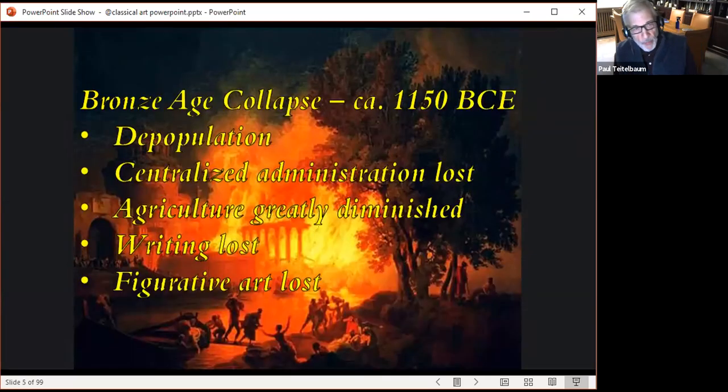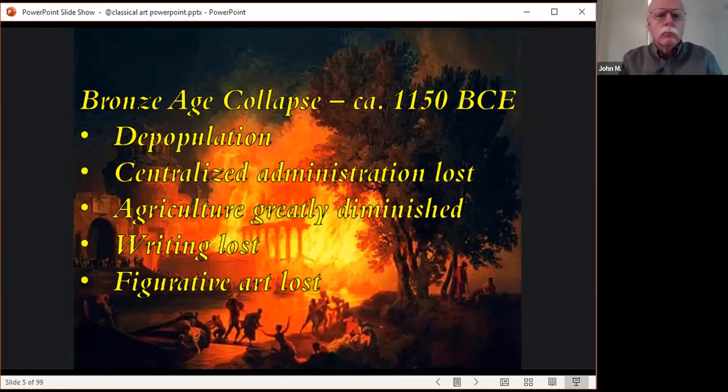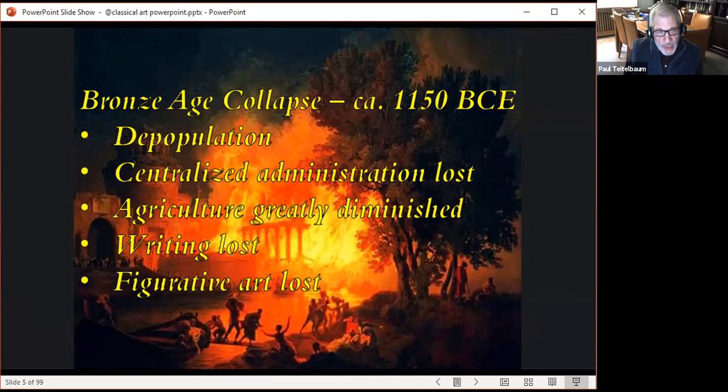So my starting point was the Bronze Age collapse, which was a tremendously traumatic experience for the Greeks. There was tremendous depopulation. Their system of centralized administration disappeared. Agriculture greatly diminished, and some scholars even say that it was lost. Writing was lost for 300 years, creating what was called the Dark Age, because there's no writing, so it's dark. And for our purposes here, figurative art was completely lost.